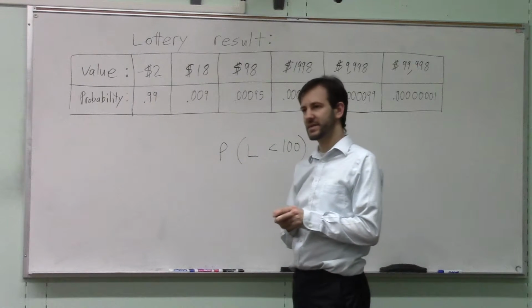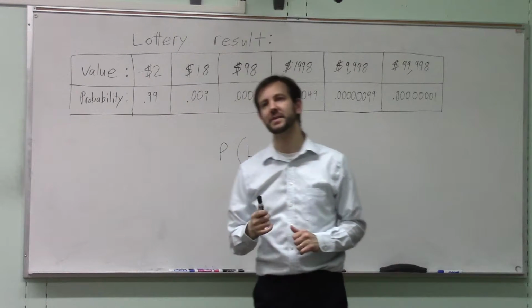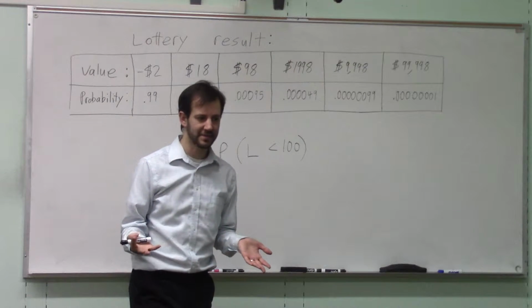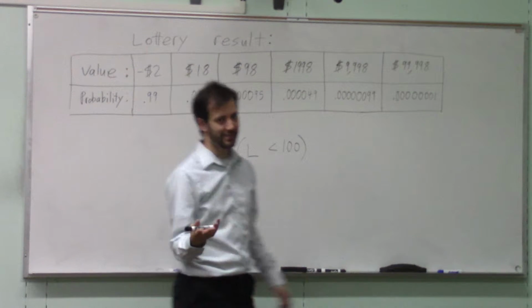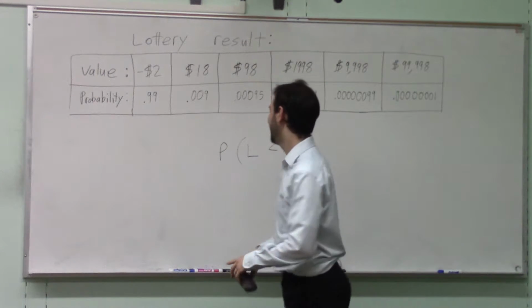But we're going to be concerned with something called expected value. Expected value is what you expect your result from playing the lottery is going to be, whether it's overall to win money or overall to lose money. Spoiler alert, you're going to lose money.